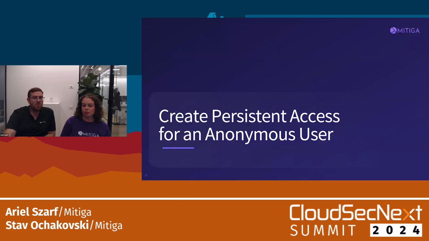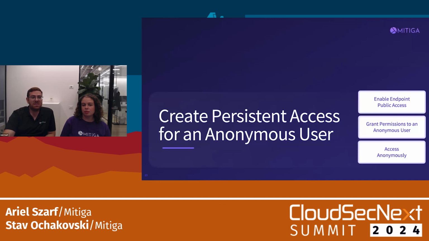Now, we are going to discuss the creation of persistent access to an EKS cluster for an anonymous user. In this chapter, we'll cover three indicators of attack: enabling public access, granting access to an anonymous user and the actual access itself from an anonymous user.